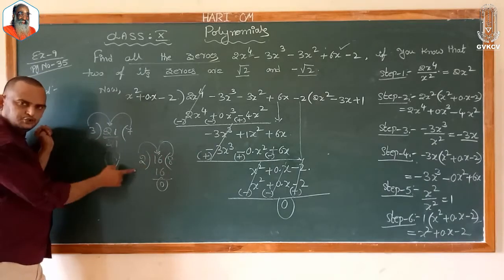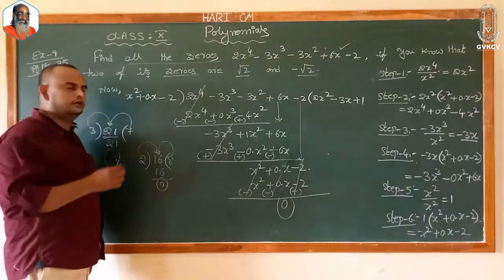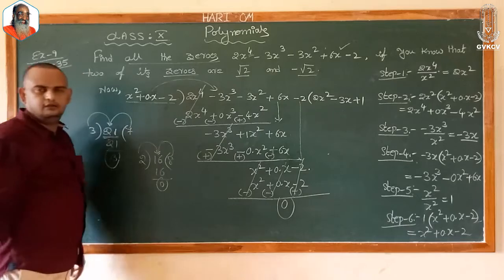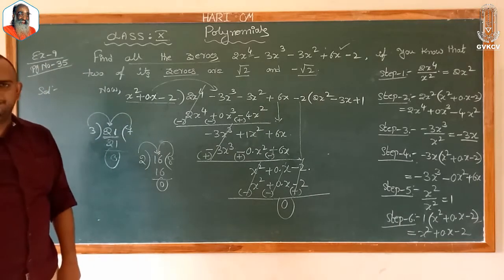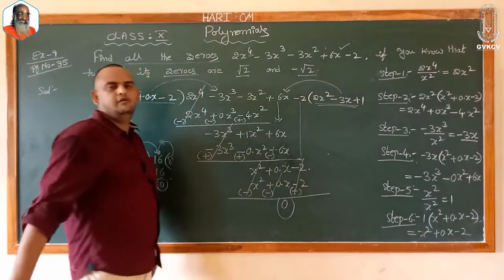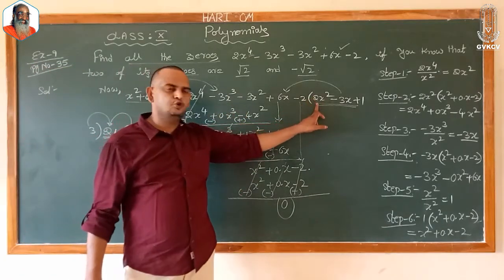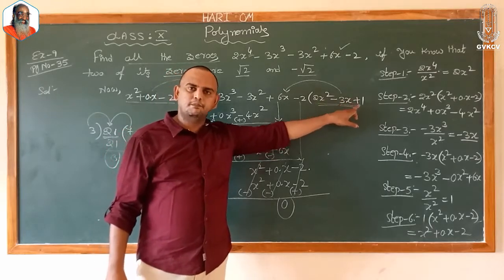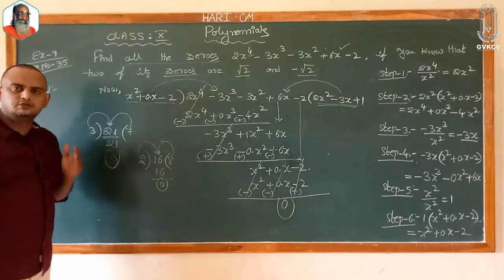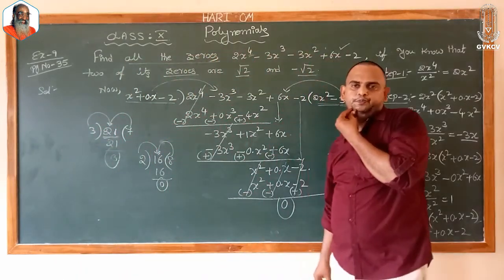Now by understanding these two examples, where I got the remainder 0, I already know that x square minus 2 is a factor for the polynomial p of x. At the same time, the quotient is also a factor for this polynomial. So the quotient 2x square minus 3x plus 1 is also a factor for the given polynomial. That we need to know.